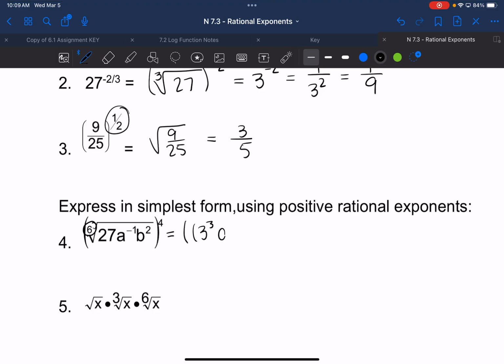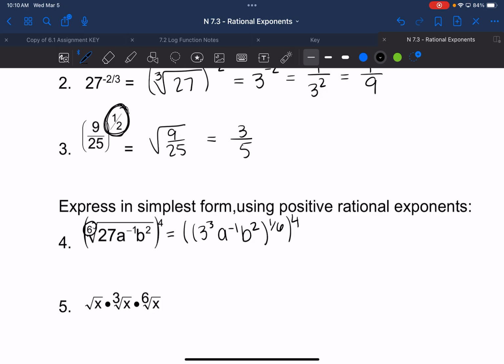And then I'm going to keep my a to the negative 1 and my b squared. But instead of writing a sixth root over it, I'm going to change that into a fraction. Okay? Ignore the 4 for now. How would I rewrite the sixth root as a fractional exponent? How did we have a square root written as an exponent? Yeah, so it'll just be 1 over 6. Okay? So I haven't really changed anything. All I did was instead of putting a sixth root over it, I just rewrote it as 1 over 6 instead. Okay? But it is still all raised to that fourth power, right?